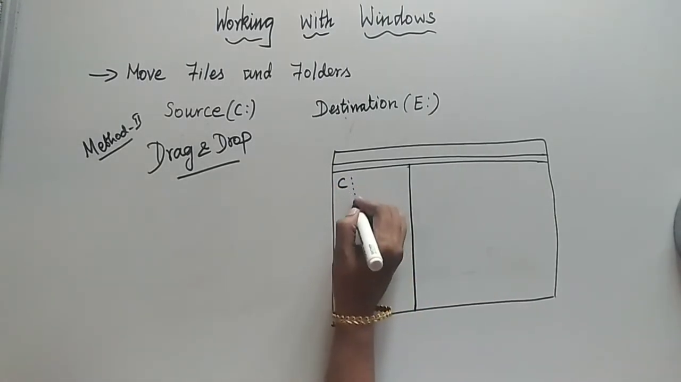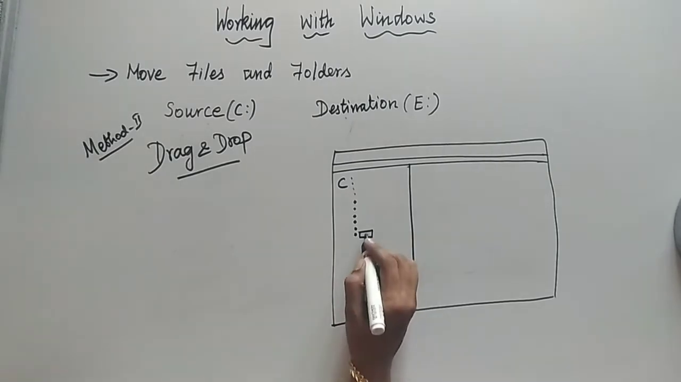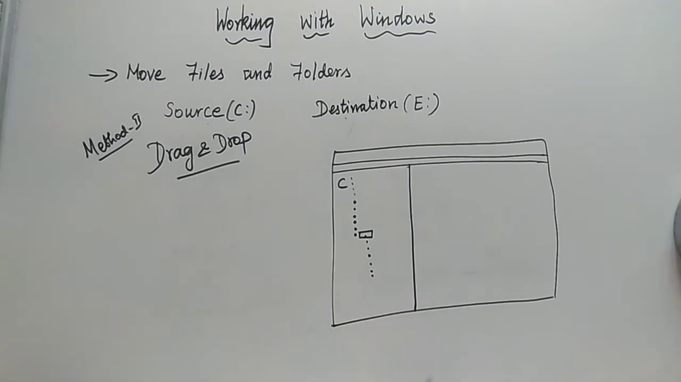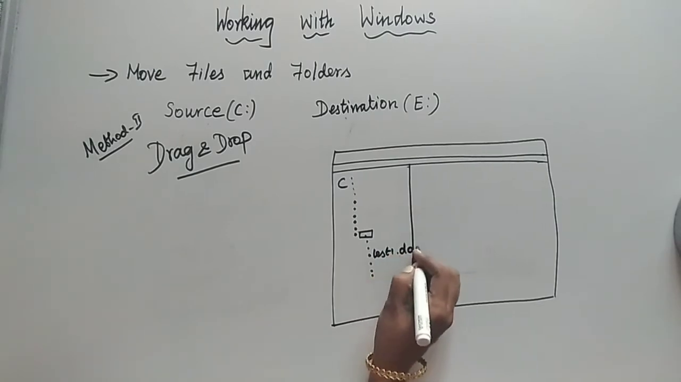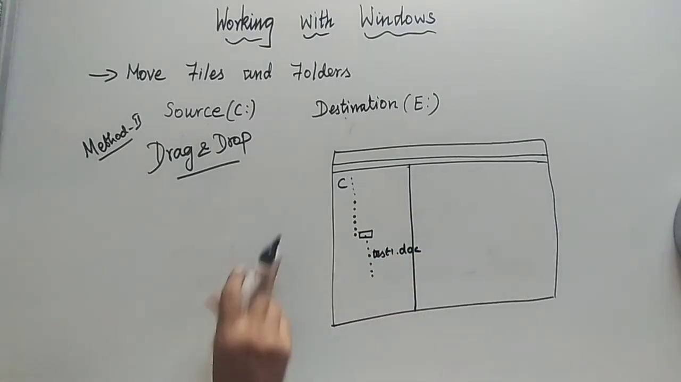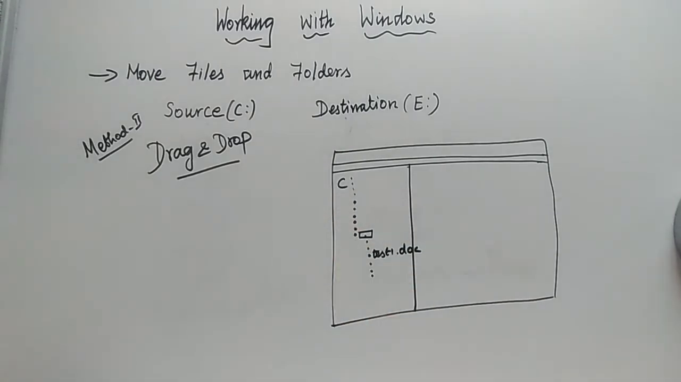So whatever folders are available here, everything will be displayed here. Consider this is the folder that I have selected. If I click this one, whatever files are available here will be displayed immediately. From that, now I am going to drag and drop one file, the name of that file is test1.doc. So when clicking this C colon, a tree-like structure will be displayed for you.